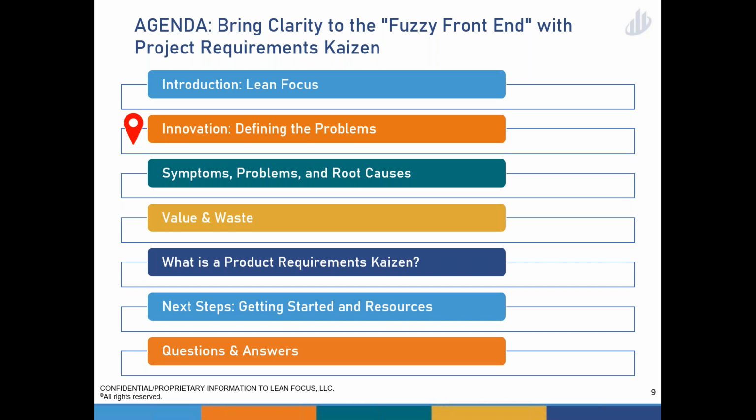We'll go into a little bit of general lean discussion about symptoms, problems, and root causes and value and waste. I have to make a few apologies to the group in the room because this was also in the first part of our Kaizen yesterday, so some folks are hearing this for a second time, so apologies about that. And then we'll jump into what is product requirements Kaizen and what is different about it from what most people do in projects. And then we'll talk a little bit about next steps, and then we'll save some time to answer a few questions.